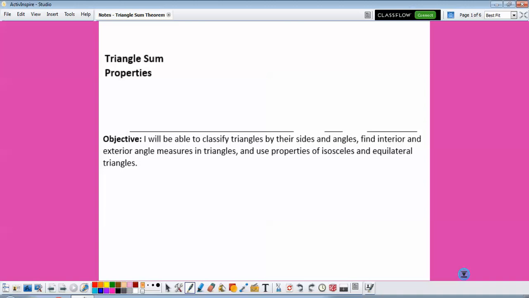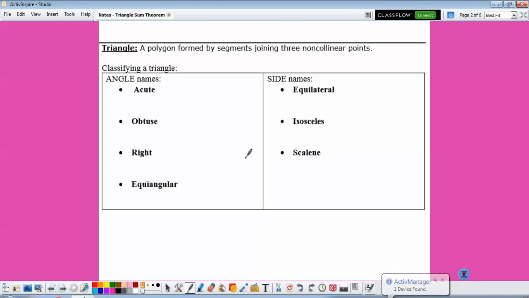Today we're going to be learning about the triangle sum properties. Our objective is that we will be able to classify triangles by their sides and angles, find interior and exterior angle measures in a triangle, and use properties of isosceles and equilateral triangles. A triangle is a polygon formed by segments joining three non-collinear points.